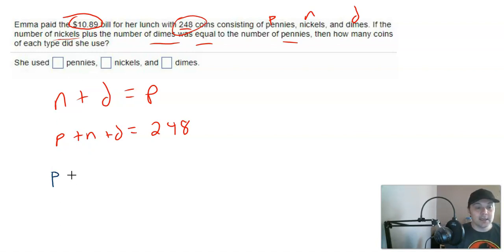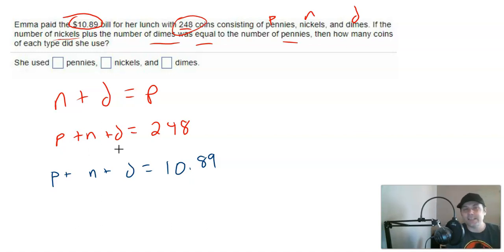For the $10.89, we have to be careful how we set up this last equation. It's not P plus N plus D equals $10.89. If that's how you set up the equation, I know it kind of makes sense, because you're saying if I take the pennies and the nickels and the dimes, that's $10.89 altogether. But these variables represent the number of the coins that we have. N is the number of nickels. It's not how much the nickels are worth.